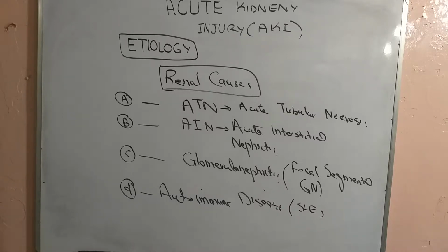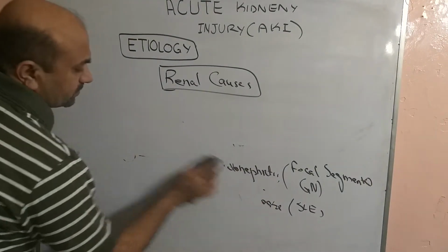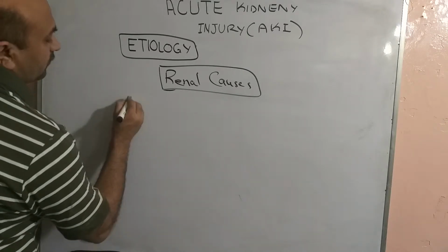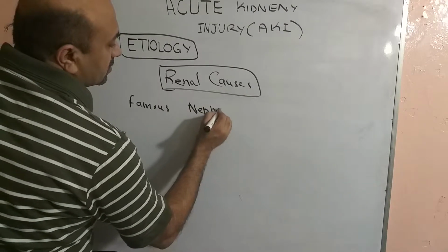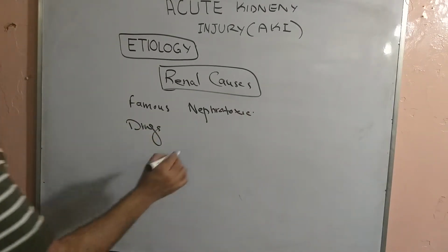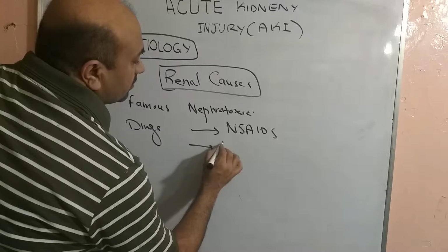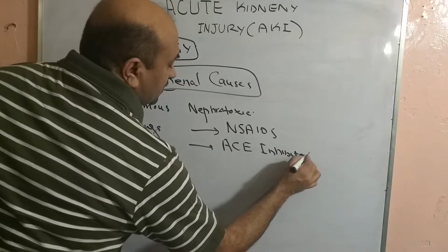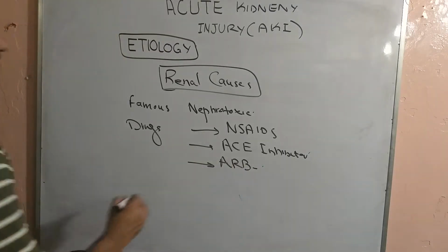Now, there are very famous drugs which can cause the damage to the kidneys. These are known as the nephrotoxic drugs. What are the famous nephrotoxic drugs? Famous nephrotoxic drugs include non-steroidal anti-inflammatory drugs. These can be angiotensin converting enzyme inhibitors, famously known as ACE inhibitors. These can be angiotensin receptor blockers, ARBs.